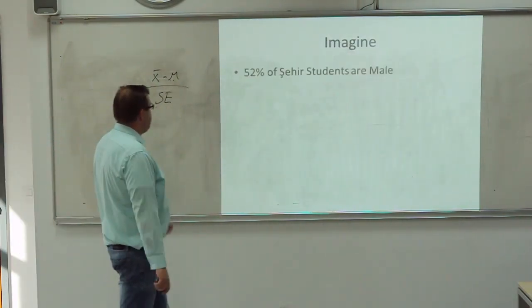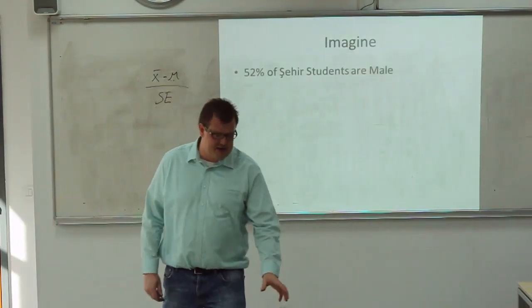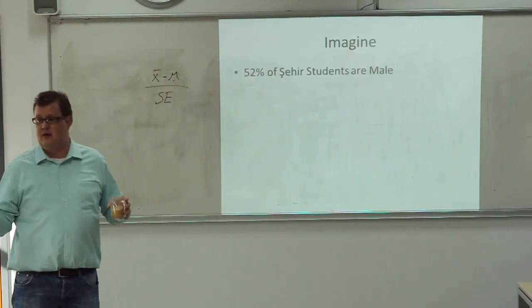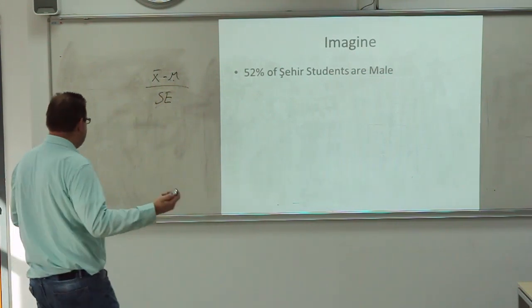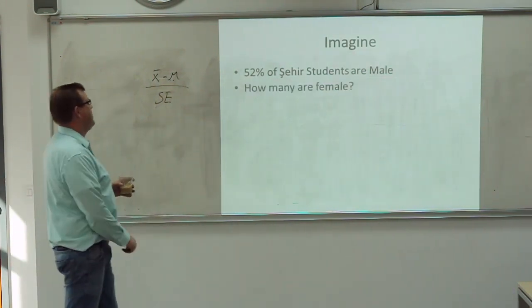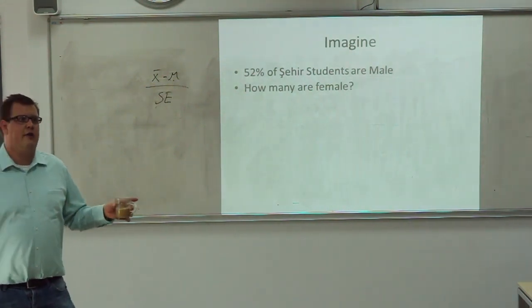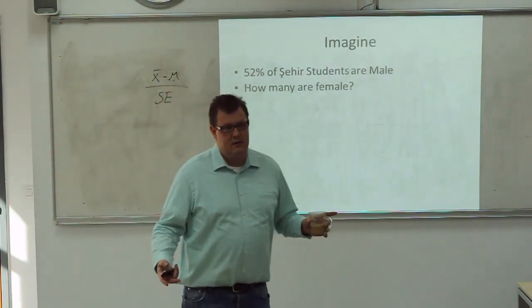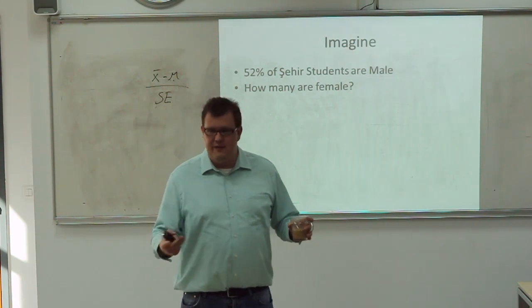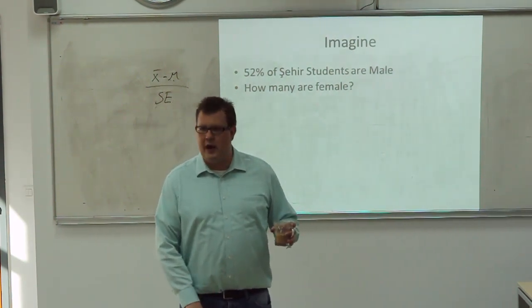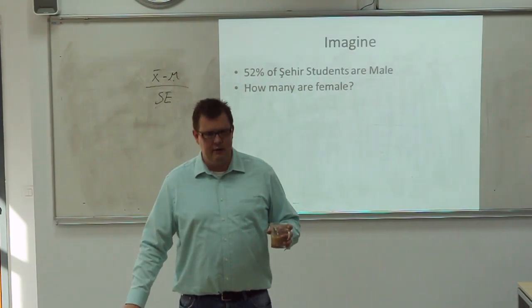Alright, let me ask you. Let's say 52% of the students are male. I'm just making this up because I don't know exactly the numbers. How many are female? 48. How did you know that? All of them is going to be 100%, right? So when you know the one thing, you know the other. How many degrees of freedom are there?